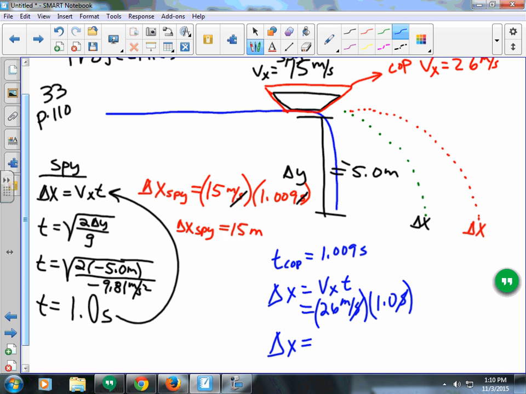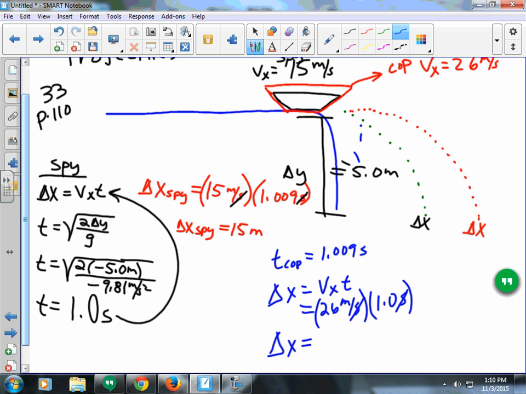So the cop's gonna be 26 meters and the pi 15 meters, and we can prove it. Like I said, it's the same delta y and the same g. It's going to be the same time.